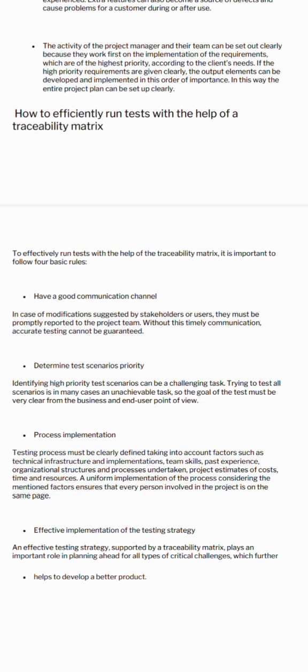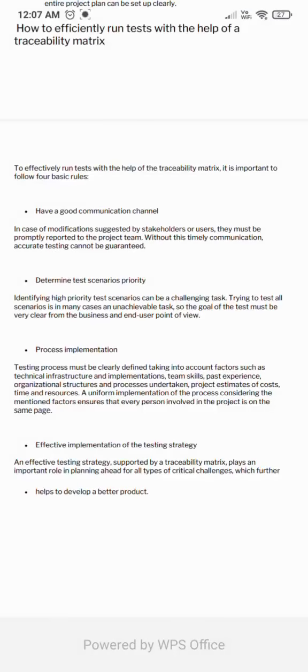Then we have to discuss how to efficiently run tests with the help of the traceability matrix. First of all, we need a good communication channel. In case of modifications suggested by stakeholders and users, they must be promptly reported to the project team. Without timely communication, the testing cannot be accurate. Without timely and accurate communication, the testing cannot be generated.